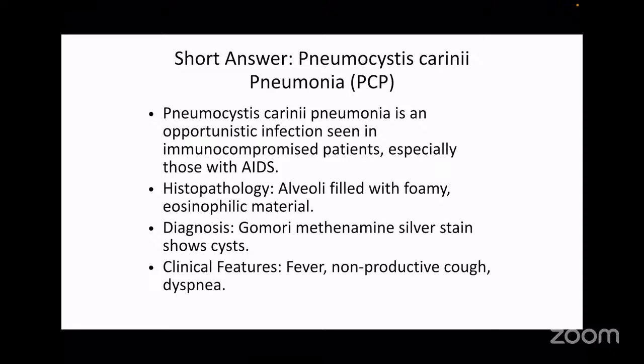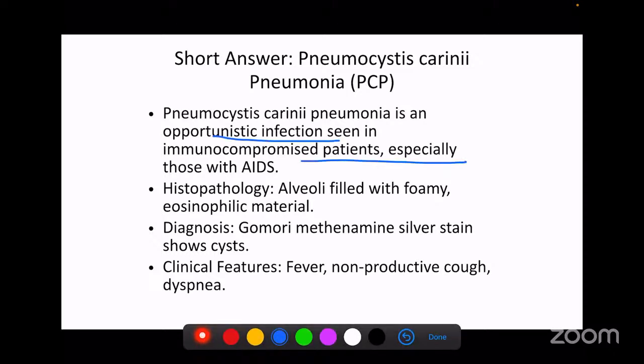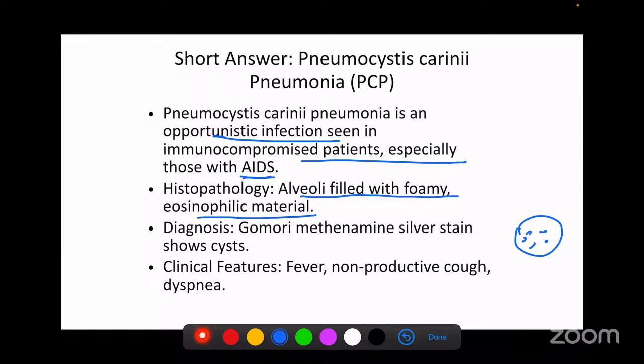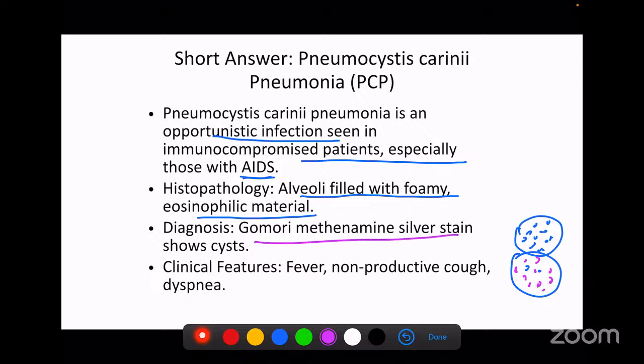Okay. So now we can move ahead and see pneumocystis carinii pneumonia. It is an opportunistic infection seen in immunocompromised patients, especially those with AIDS. The histopathology shows alveoli filled with foamy eosinophilic material. What is this material? These are nothing but macrophages which have phagocytosed the pneumocystis carinii. They resemble foamy eosinophilic material inside the alveoli. What is the stain which has to be done? Gomori methenamine silver stain, which can highlight the cysts inside the macrophages.